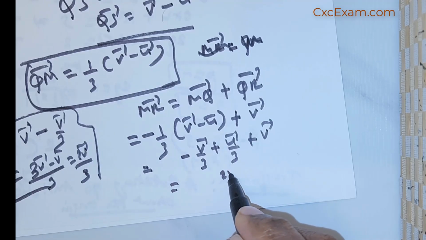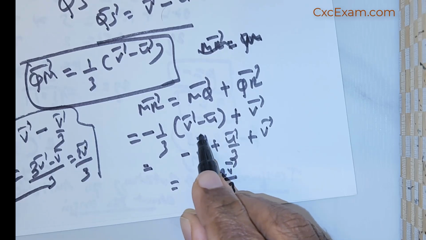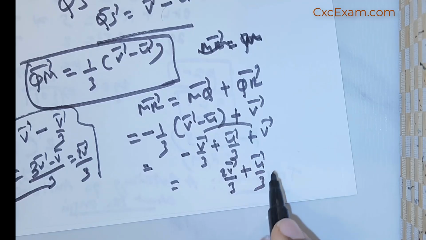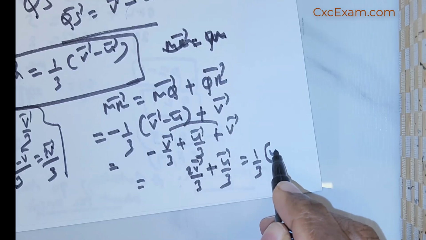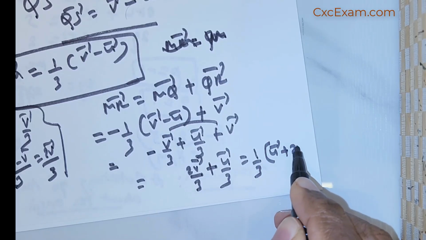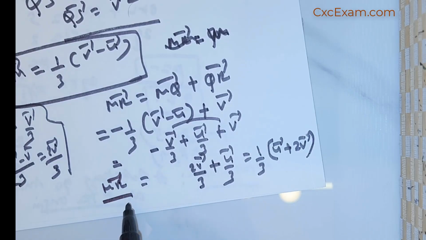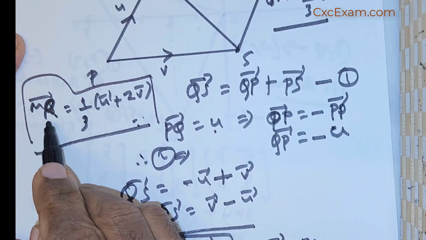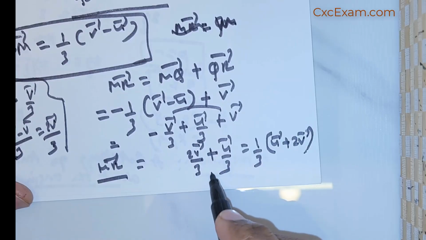So I have 2V vector over 3, plus U vector over 3. This could be rewritten as 1 over 3, taking 1 over 3 out, as U vector positive 2 times V vector. What is this? This is my MR vector. Now what is asked here? Requirement: show that MR vector is 1 over 3 U vector positive 2 V vector. So hence proved.